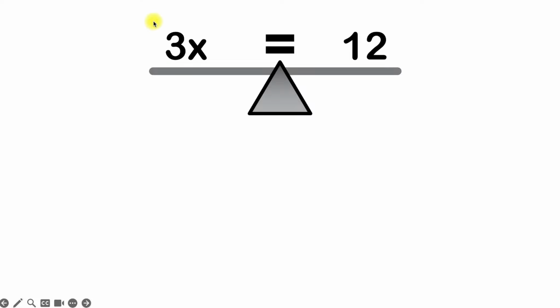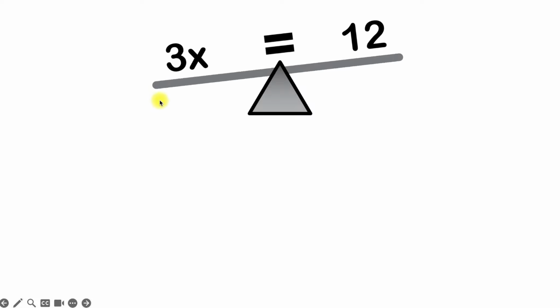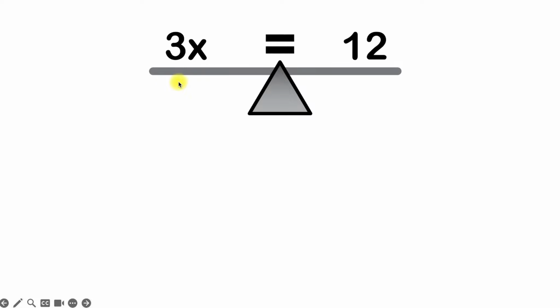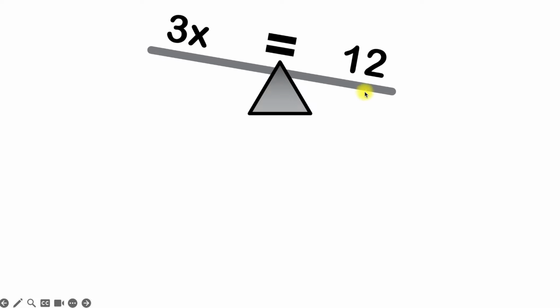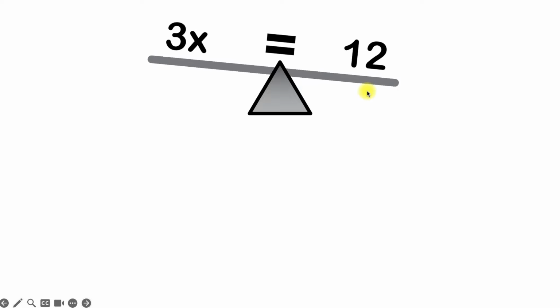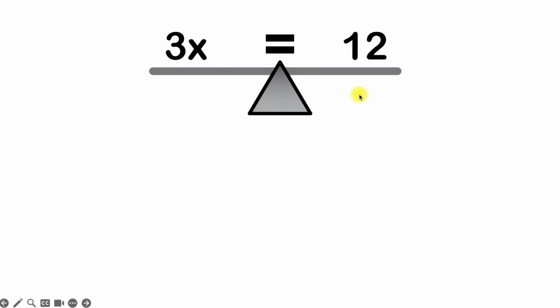If you have too much on the left, the scale will tip to the left. And if you have too much on the right, the scale will tip to the right. And we don't want either of those things. We want to make sure that it's nice and level. Because when it's level, it means you have the exact same value on the left side and the right side.